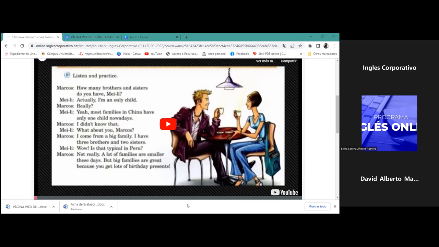What about you? Mario. What about you, Mario? Well, I come from a big family. I have three sisters and one brother. Oh, wow, is that typical in Colombia? Not really. Right now, I think a lot of families are smaller, but in my case, I don't have a lot of cake because my two sisters have the same birthday as me.